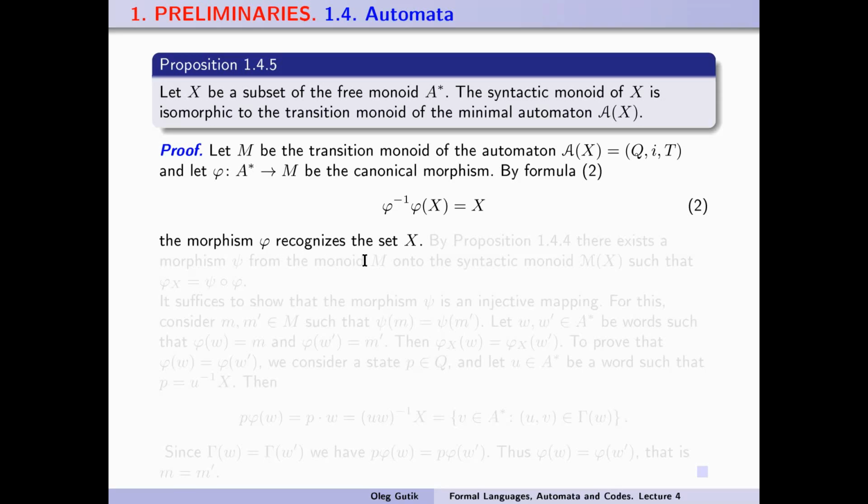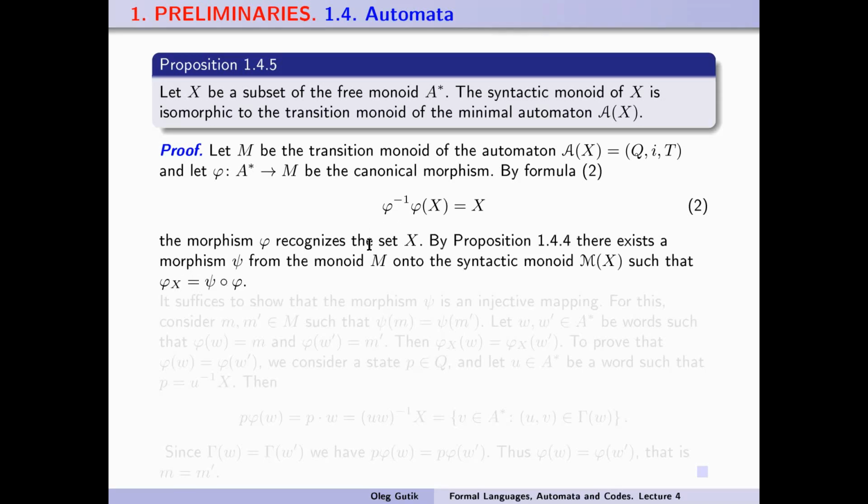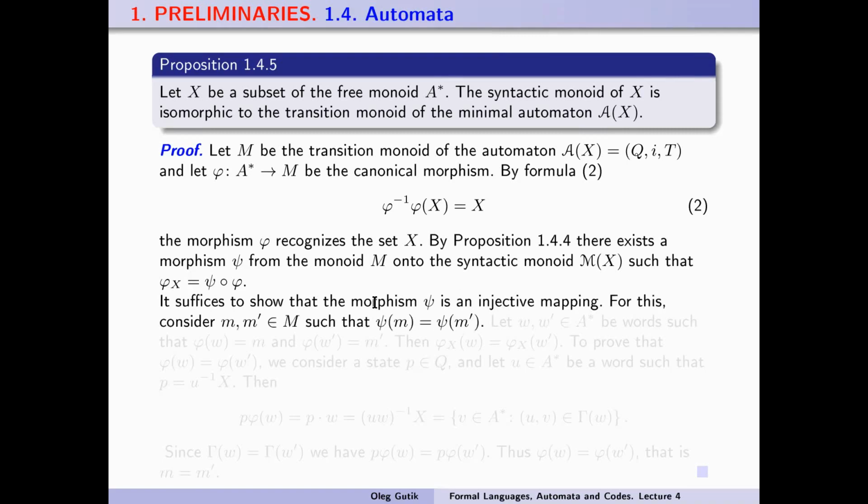the morphism φ recognizes the set X, and by the previous proposition there exists a morphism ψ from the monoid M onto the syntactic monoid M(X), such that φ_X is equal to the composition ψ∘φ. It's sufficient to show that the morphism ψ is an injective mapping. For this, we consider two elements m and m' from the monoid M, such that ψ(m) is equal to ψ(m').